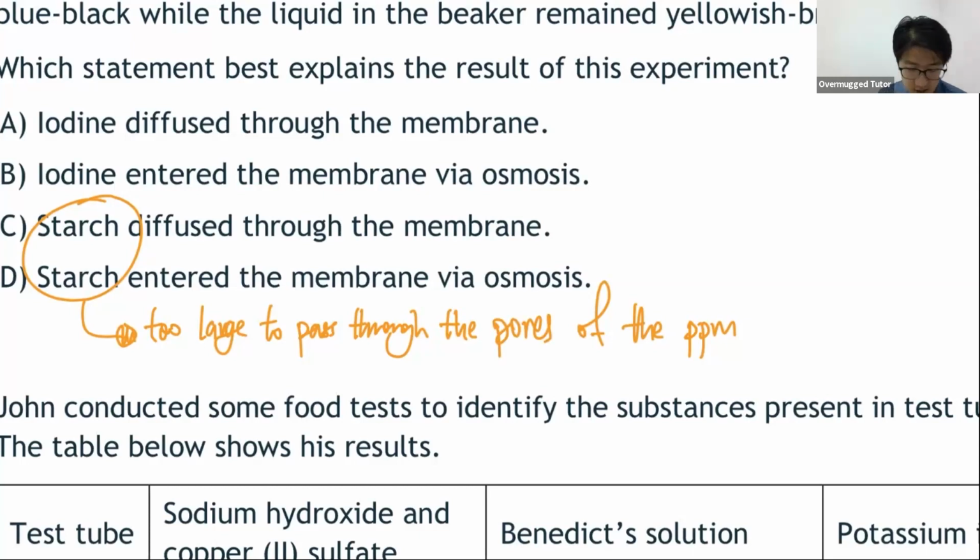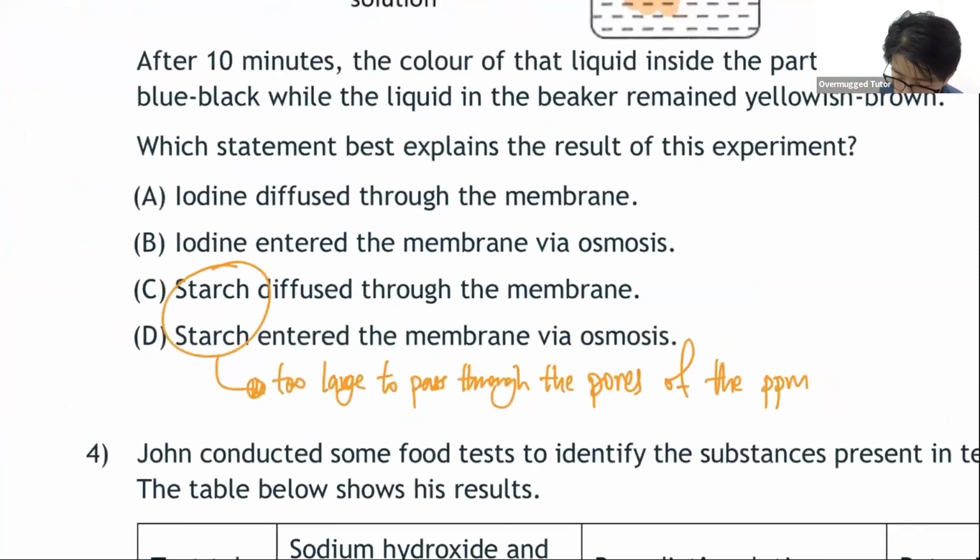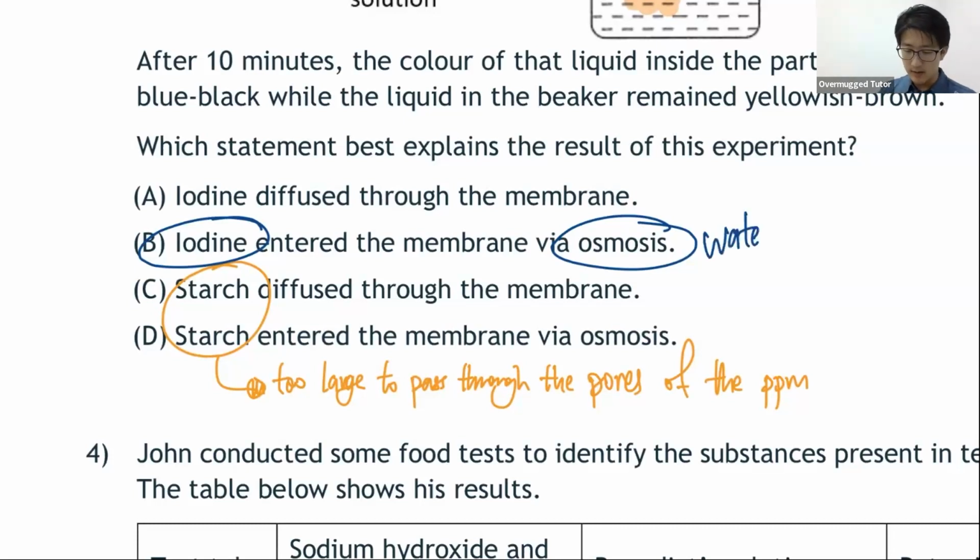So therefore C and D are out. Between A and B, Raylene, which one would you choose? B is absolutely incorrect. Osmosis is only for water, and therefore the answer is A, diffusion. The iodine entered by diffusion. Osmosis is for water only.